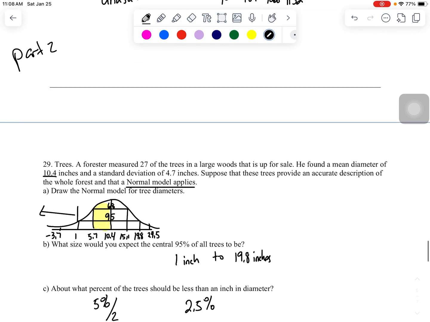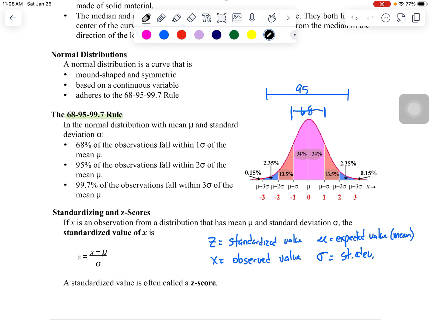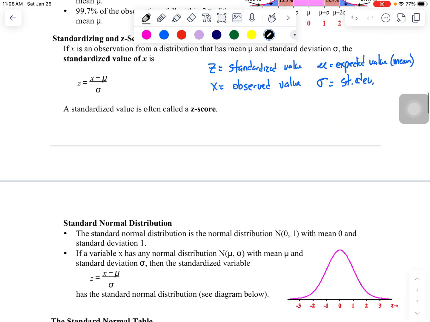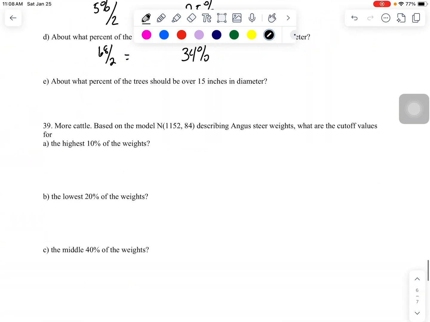If we scroll up here and go back, remember we had that up here in this diagram. We had all those percents between standard deviations. We didn't have tails, but we had percents within each standard deviation. So here we go.